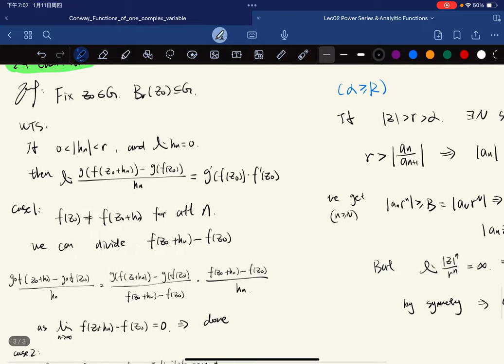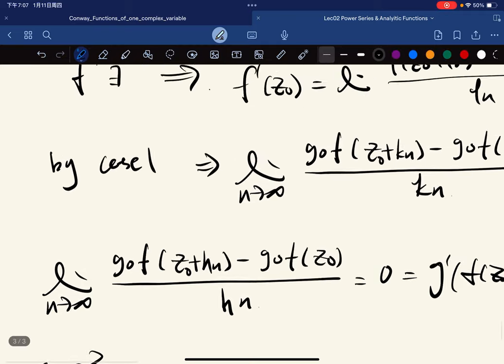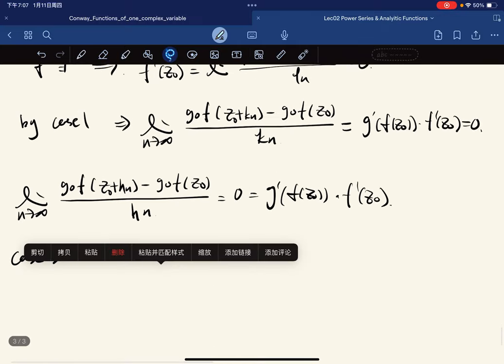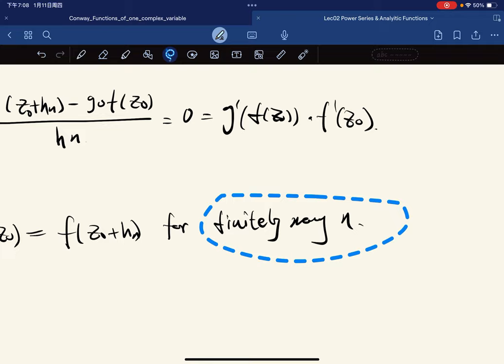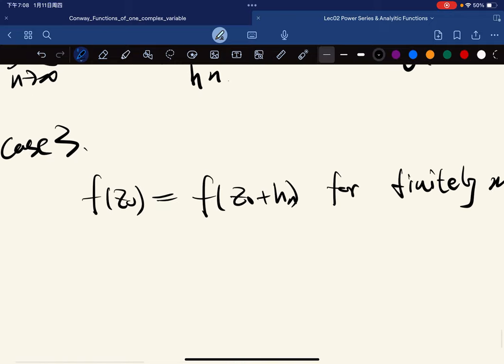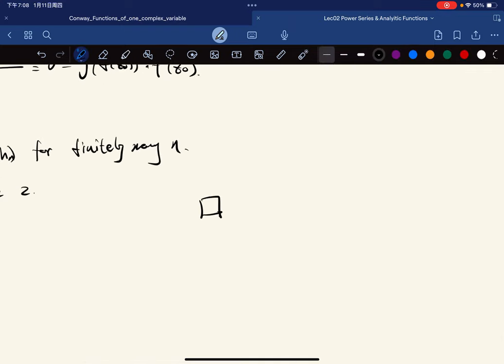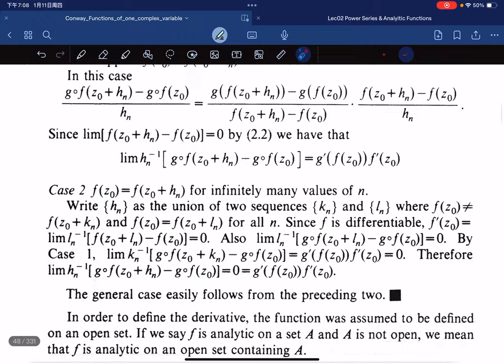So we're doing casework, and the third case is when this holds for finitely many. Well, this is left as an exercise, we can just use case two. Break them apart, right? Then we're done. All right, we have verified the chain rule. It's a long process, but it's fine.